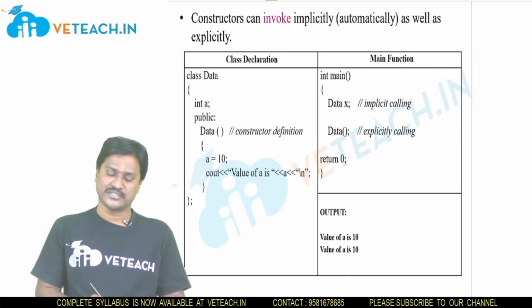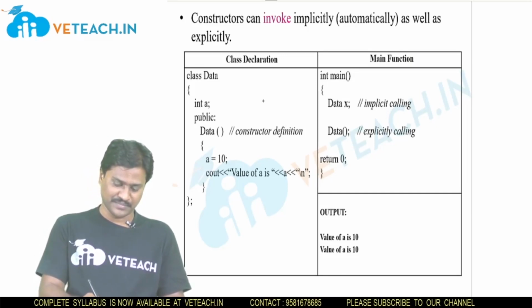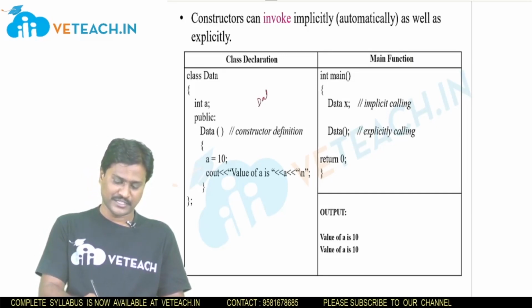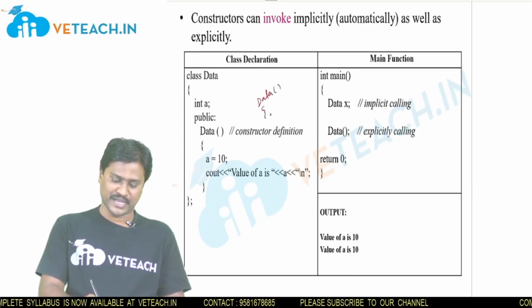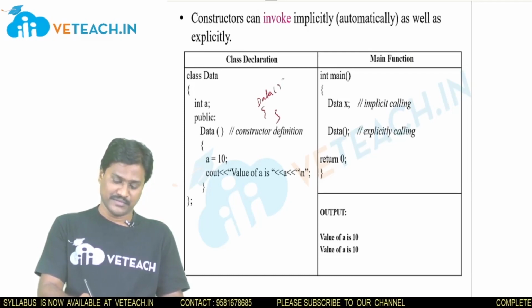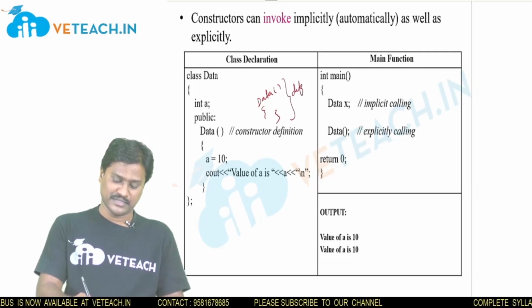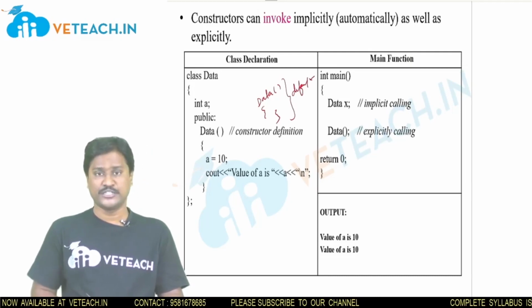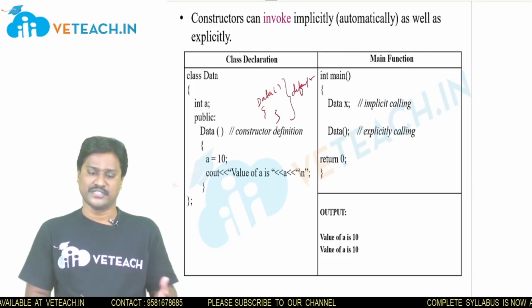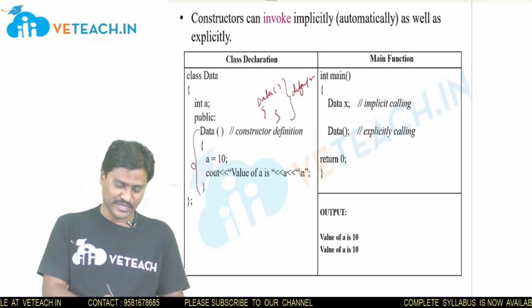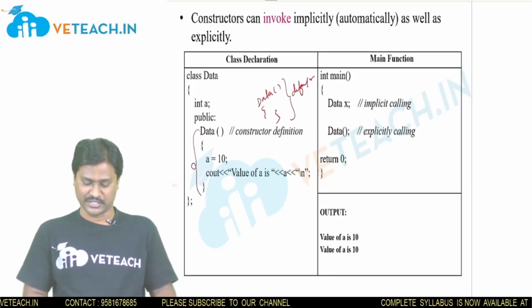Here is the default constructor. Inside the class, when we define a constructor with the same name as the class name like this one, it is considered a default constructor. We can use this default constructor for initializing also. So here is one example of a default constructor.